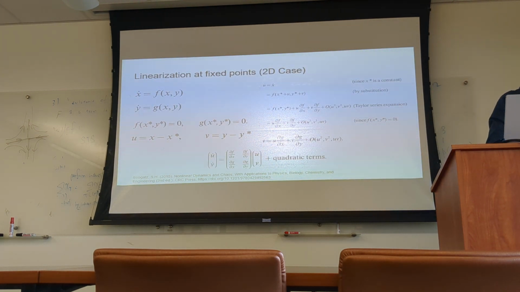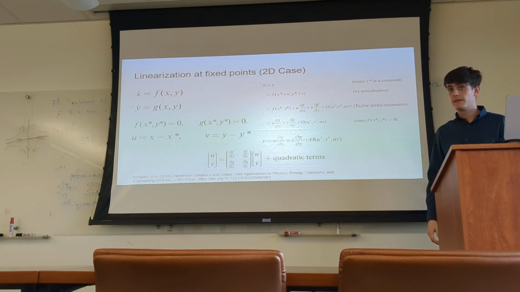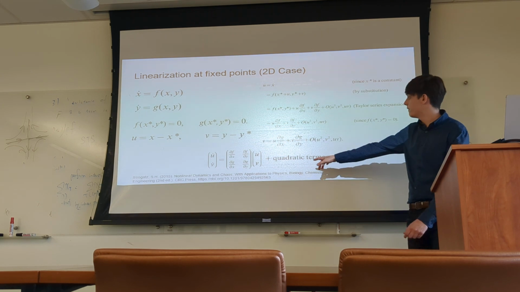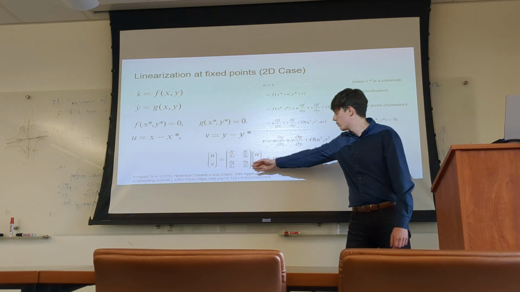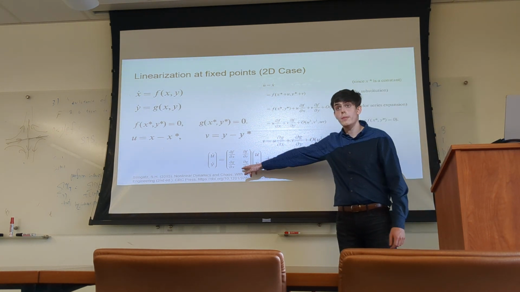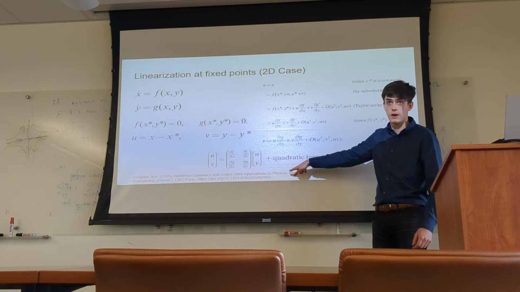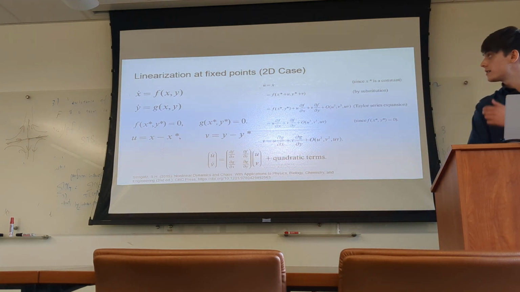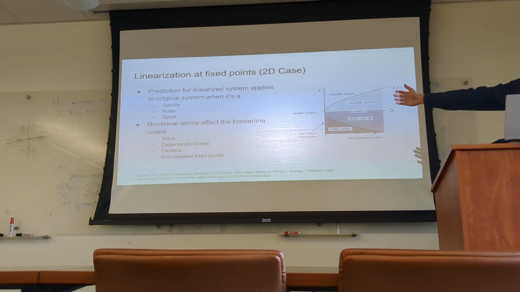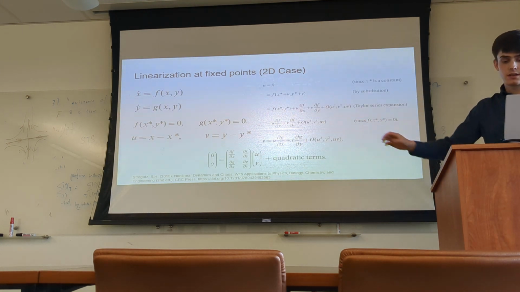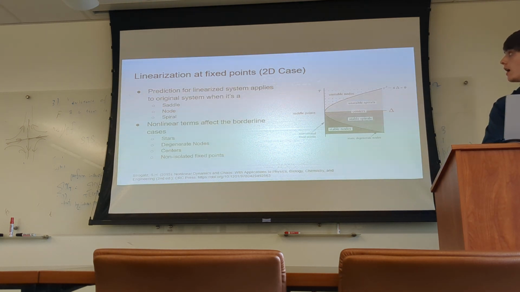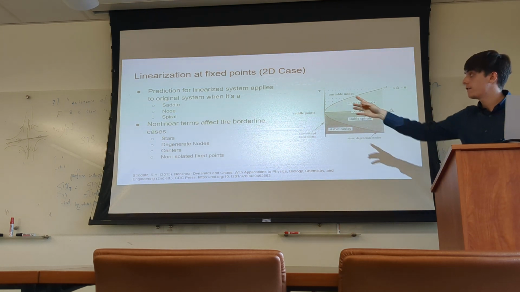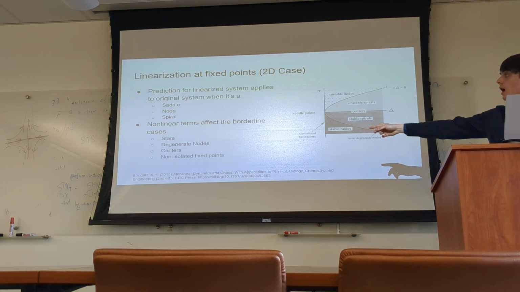So like with the one-dimensional case, if we have higher order terms, what we can do is linearize it around the said fixed points. And we find that we can write the equation like this in terms of the Jacobian evaluated at the fixed point plus quadratic terms. And it turns out that whatever we predict for the linearized system, that is if we just focus on the Jacobian there, applies to the original system, if it's a saddle node or spiral.